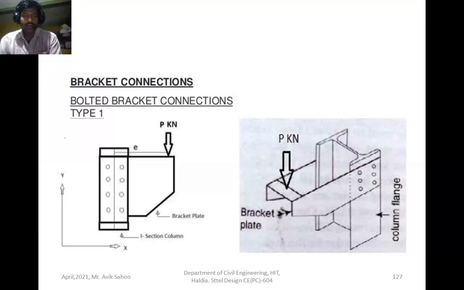So this is a figure I have shown, the two figures, one 3D figure, another the elevational view. Okay, in elevational, this is a plan view. So here the I sections. Now the plate is connected with the flange by bolting connection. By bolting, the plate is joined with the I section. Now this is called the bracket plate, and the load is applied here.